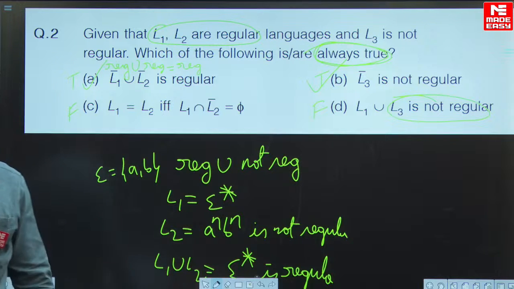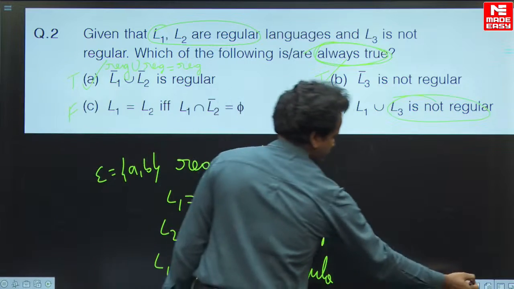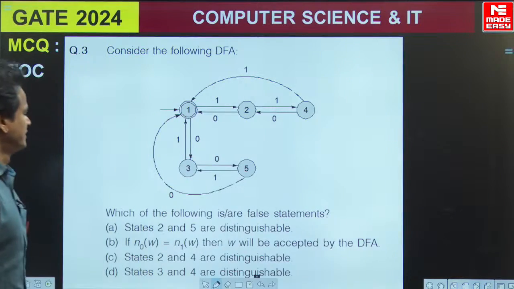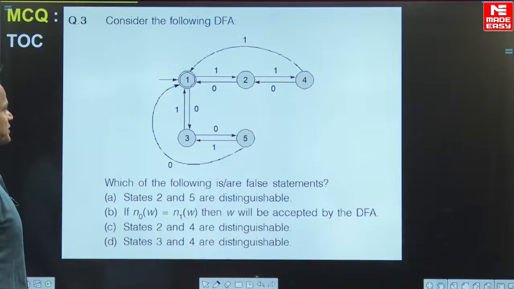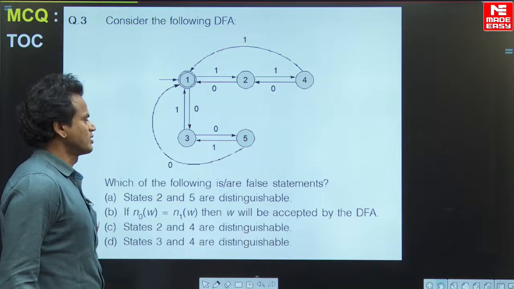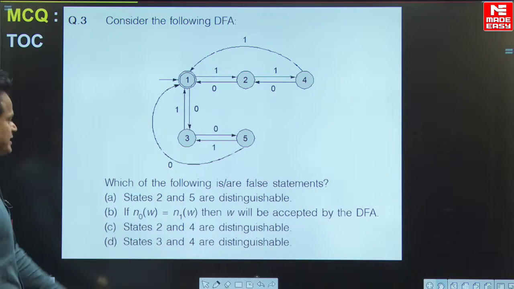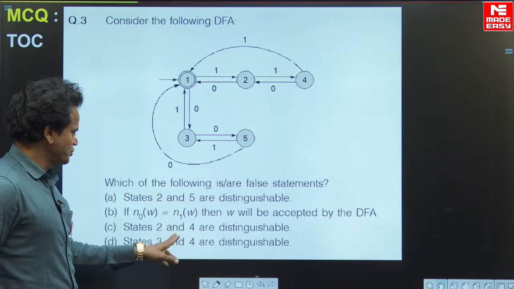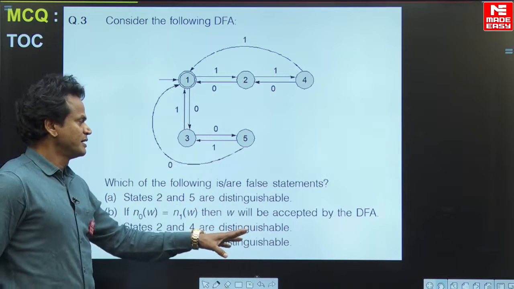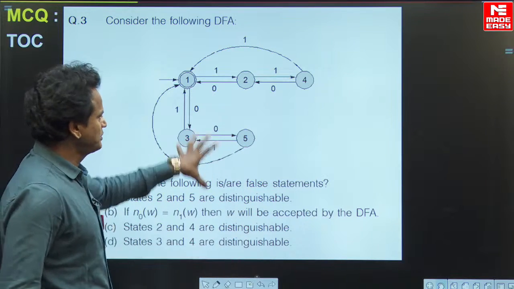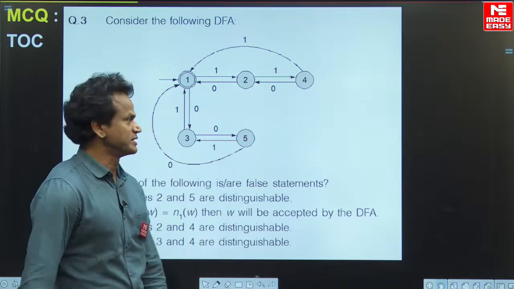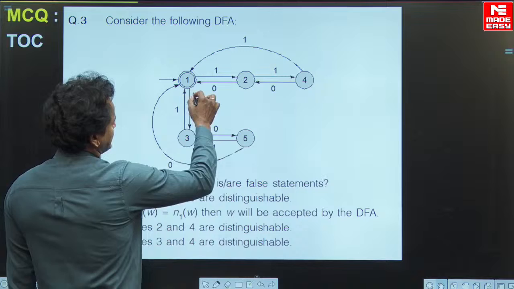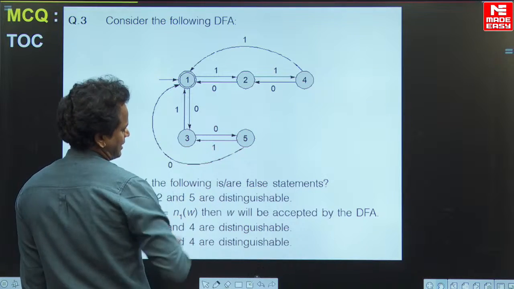Okay. Next question. Consider the following DFA. This is a good question. Which of the following is a true or false statement? Here, states 2 and 5, 2 and 4, 3 and 4 are distinguishable, meaning separable. So you do the minimization of the DFA, find the minimal DFA, then you can do it. Here 1 is the final state and 2, 3, 4, 5 are non-final states.